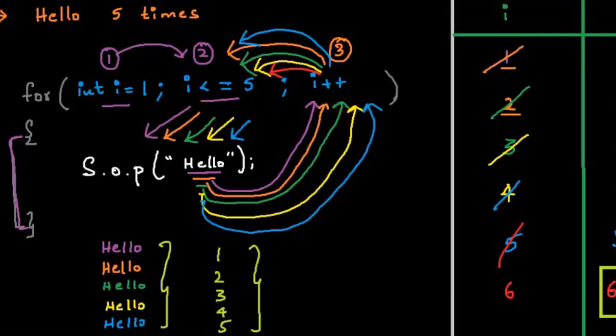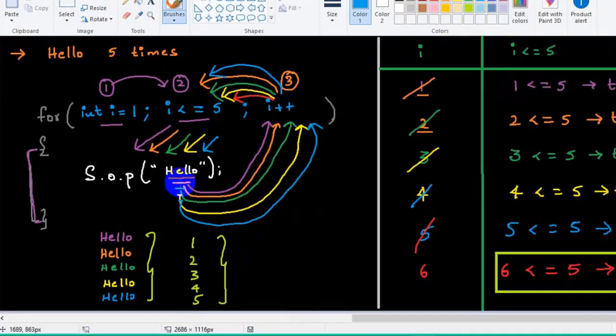So what is the small change I have to implement here? Rather than printing hello, I will just print the value of i, using SOP. Will I get the output here if I print the value of i? Absolutely, yes. How? I'll tell you.